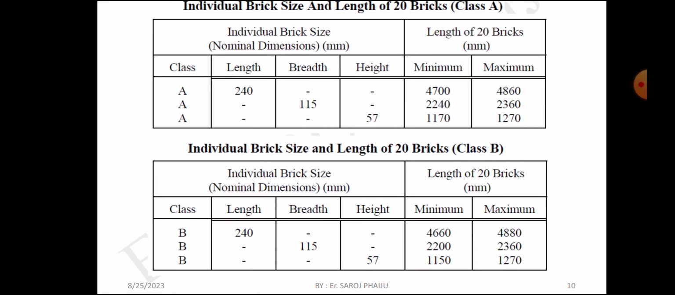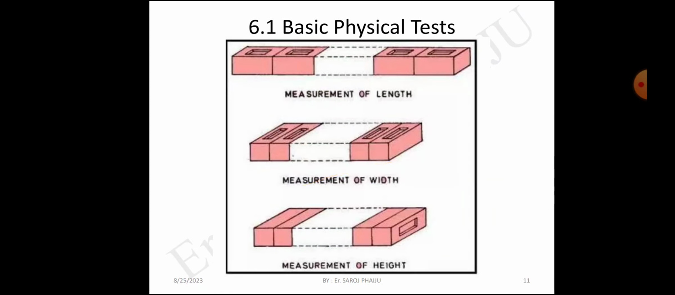Individual brick size and length of 20 bricks, class B. In class B, it is 240, 115, 57, 4660, 2200, 1150, 4880, 2360, 1270. Measurement of length, measurement of width, measurement of height.